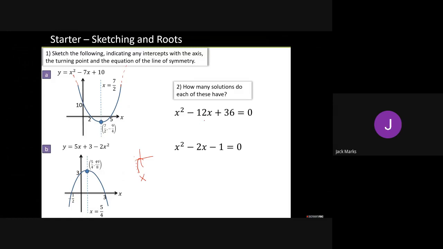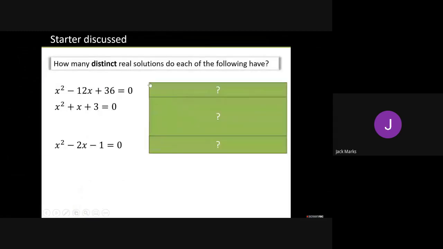I've also asked here at the start, how many solutions do these have? So how many solutions do we have with these here? Well, you might notice that x minus 6, x minus 6 again equals 0 is the factorization for this one. So you get a repeated root, this is sometimes called, or we can say that this is one distinct solution of a number in its own right.